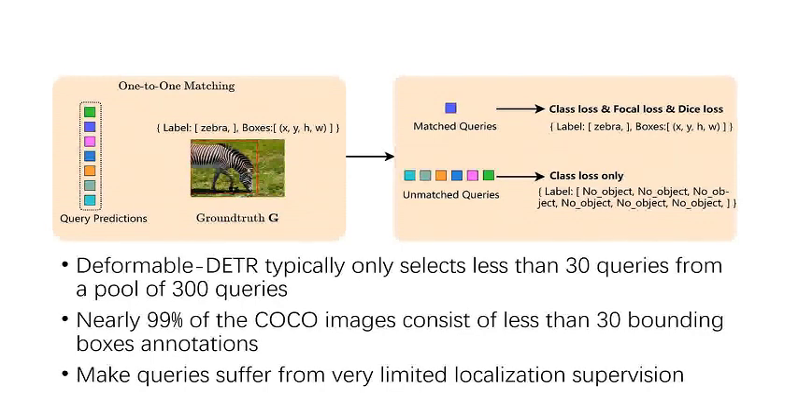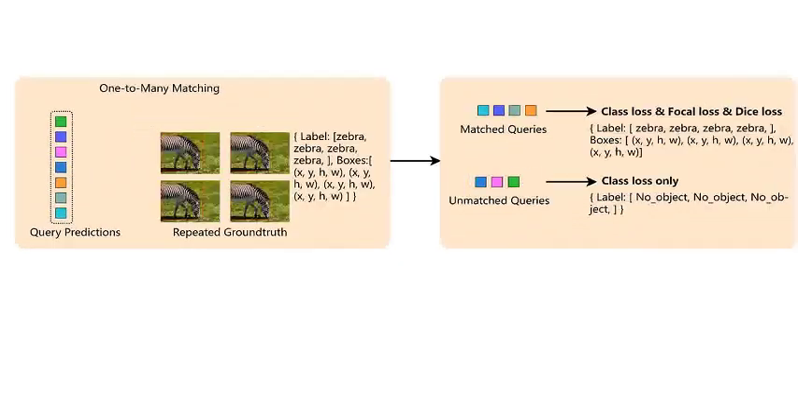According to our observation, the baseline DETR normally only selects less than 13 queries from a pool of 300 queries. That's because nearly 99% of the COCO images consist of less than 13 bounding box annotations, while the remaining more than 287 queries will be assigned as non-object and are supervised with only classification loss, thus suffering from very limited localization supervision. This problem could be solved by changing the one-to-one matching into one-to-many matching.